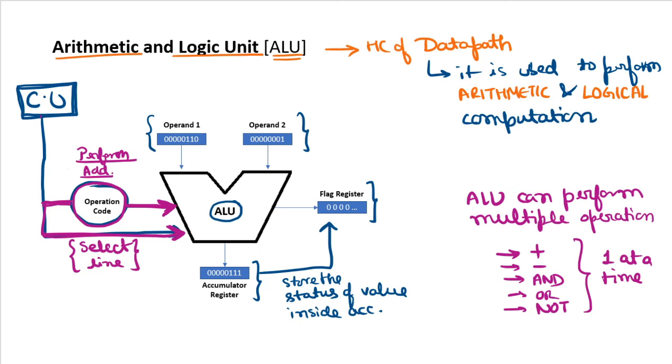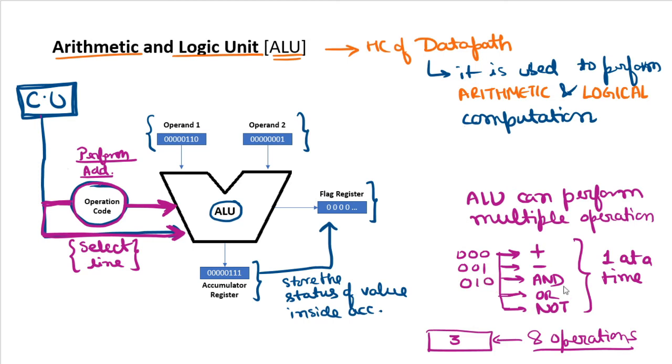Since the ALU can support a set of operations, we have a number for each of these operations. Let's suppose the ALU can perform 8 operations. These 8 operations can be represented using how many bits? Log 8 base 2, that is 3. So it will look something like this: 000 is plus, 001 is minus, 010 is and, and so on.